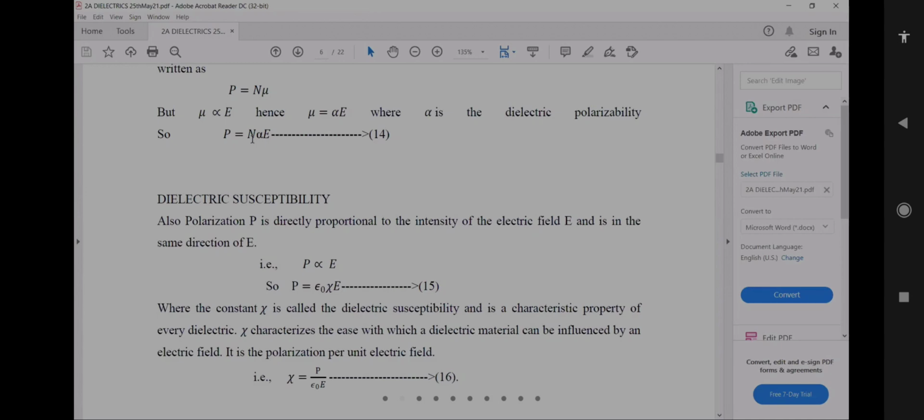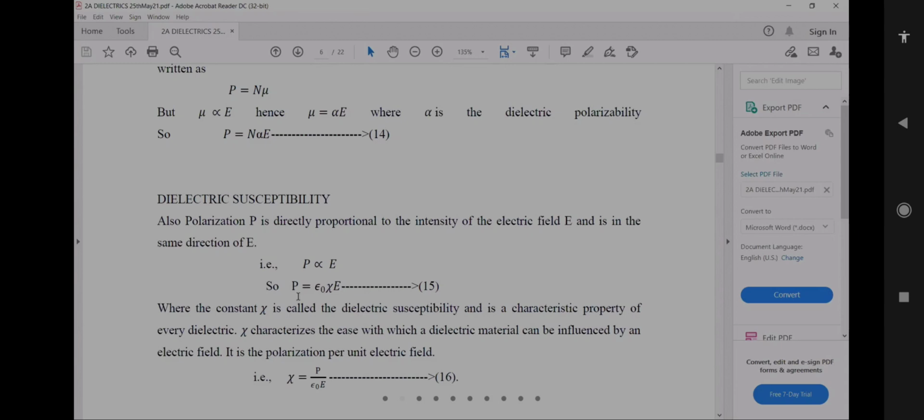Okay, now coming to dielectric susceptibility. Polarization P is directly proportional to the intensity of the electric field E and is in the same direction as E. So here the polarization P is directly proportional to the intensity of the electric field. Strength of the electric field means intensity of the electric field, and it is in the same direction as the electric field.